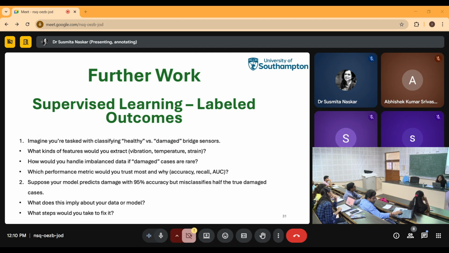Once your model is ready, how will you handle a case where it predicts with 95 percent or very close accuracy, but misclassifies the true damage cases? What does this imply about your data or the model? And then again, how are you going to fix it?